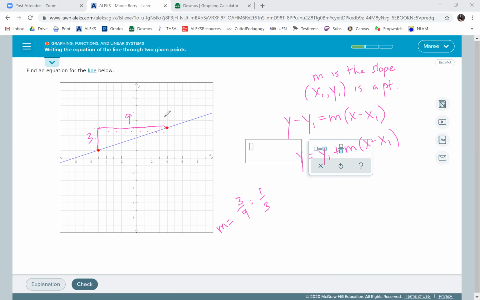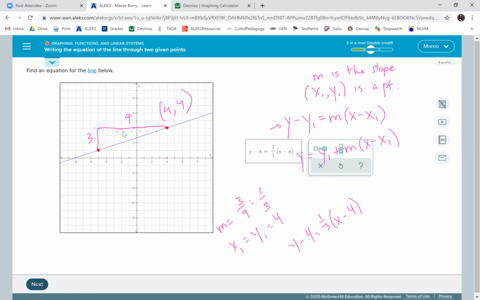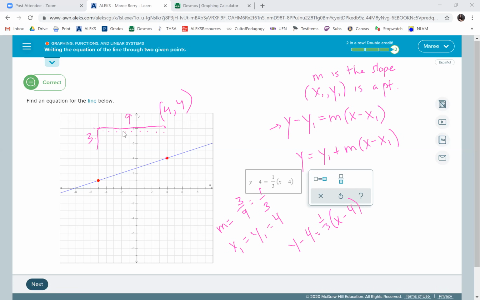And then we'll pick a point. So we have, let's just do this one, 4, 4. Oh, nice. So x sub 1 equals y sub 1 equals 4. So let's do this one here. I just like it better. So y minus 4 equals 1/3 parentheses x minus 4. Yeah, now we know they're going to take it, so we're good. So y minus 4 equals 1/3 times parentheses x minus 4. And we have beat the system, guys. Okay, that's going to be the end of the lesson.